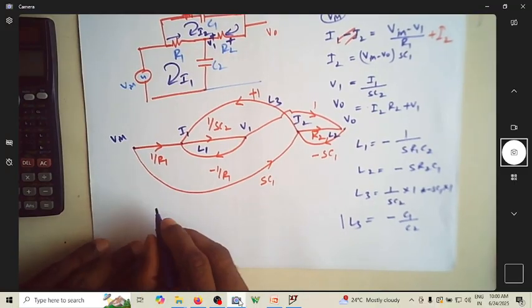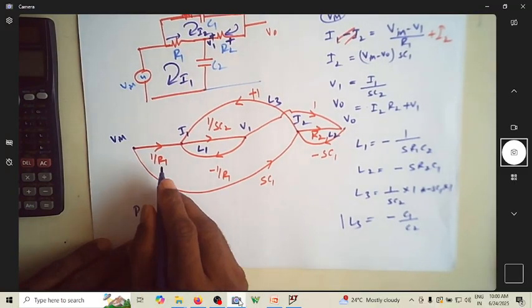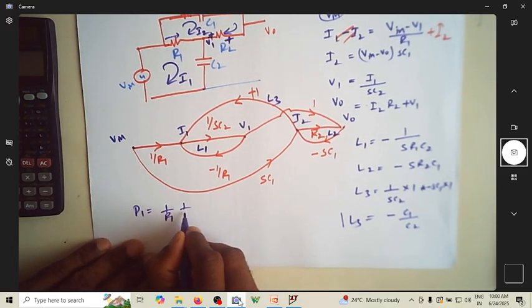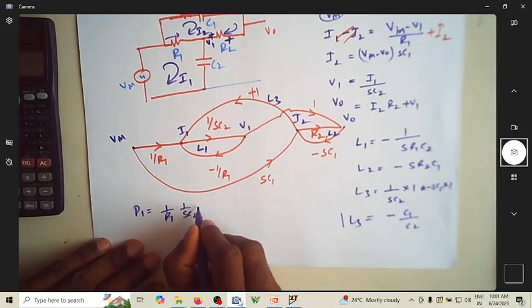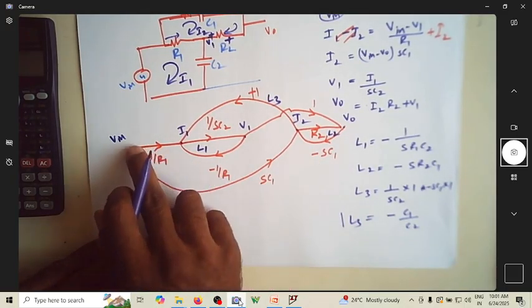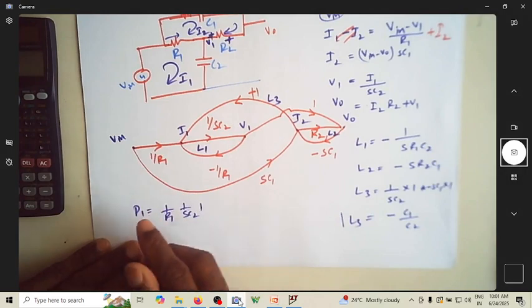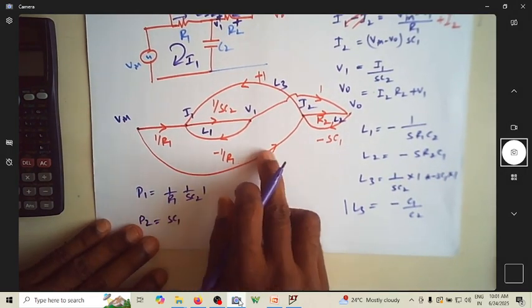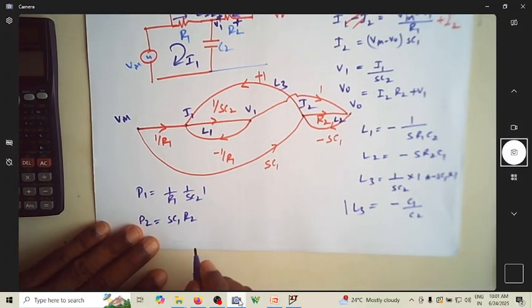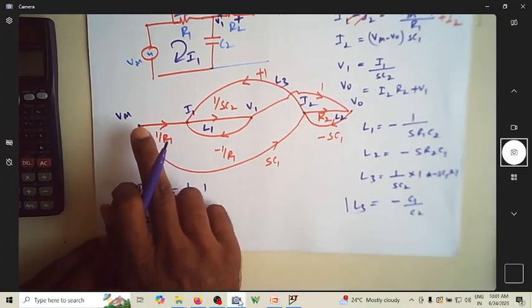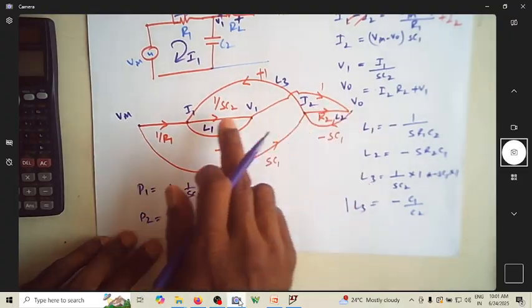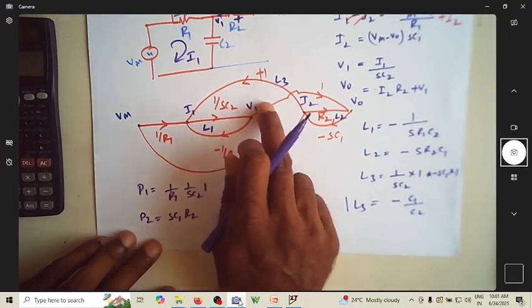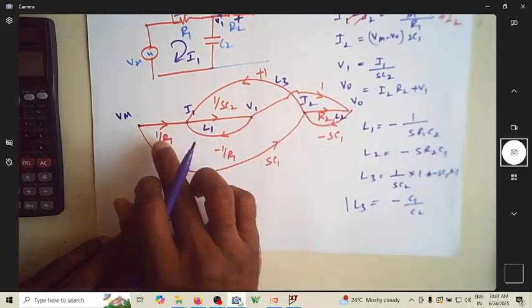So how many forward paths? P1 is 1 over R1, 1 over SC2 into 1. So this is the first forward path. The second forward path, P2, is SC1 into R2, correct? Any other path? It is this. Next it is, I think that's it.